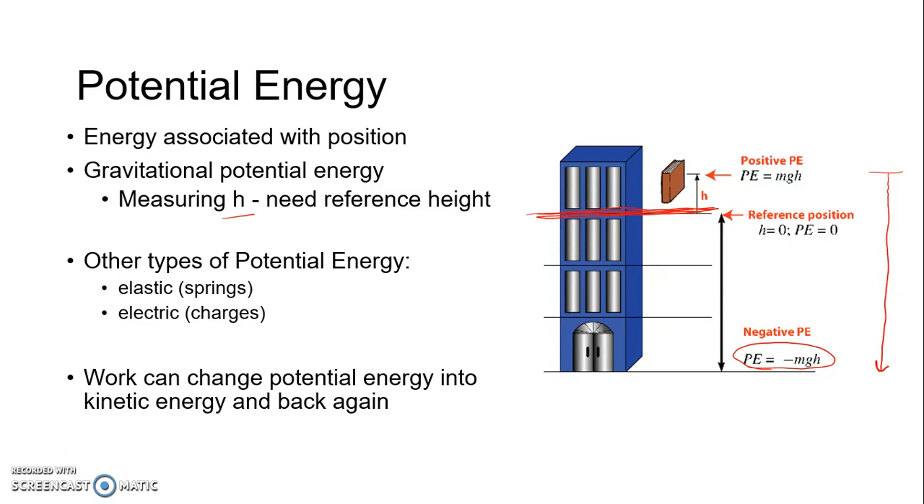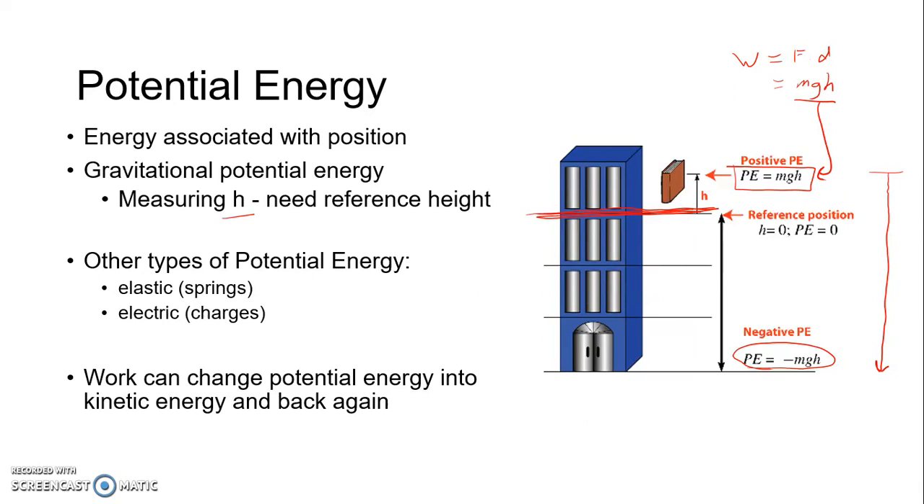Now, this equation that I've highlighted here is the basic equation for calculating potential energy. Remember, work is force times distance. Well, the force that we're dealing with is gravity. So the force of gravity would be mass times gravity, and the distance that the book could fall is the height h. And that is where this comes from.